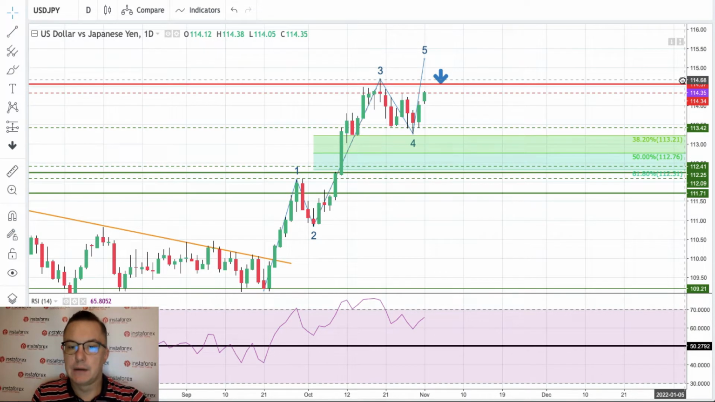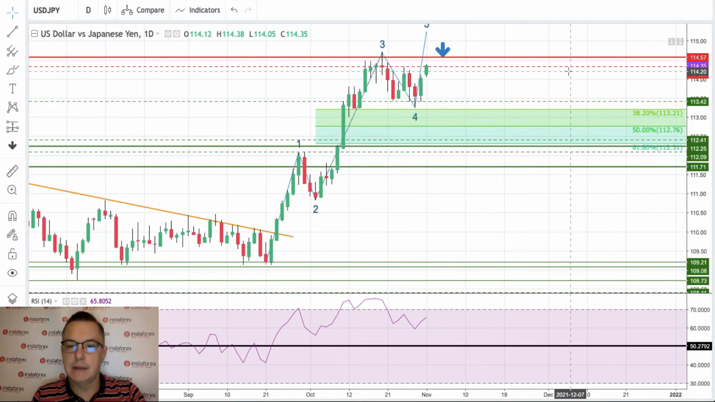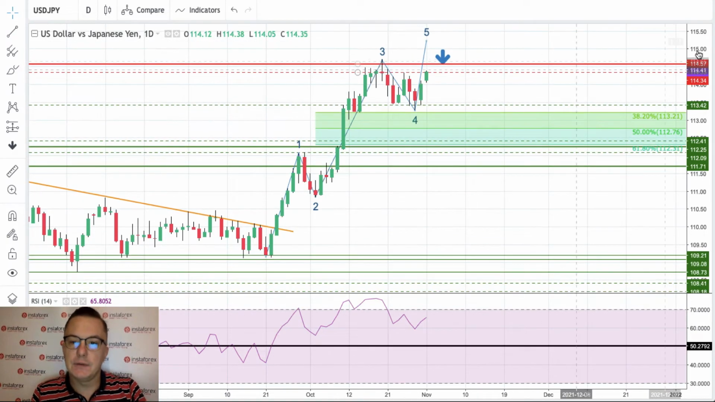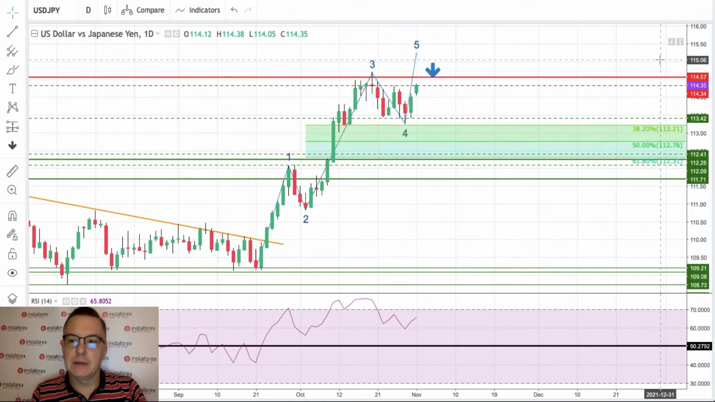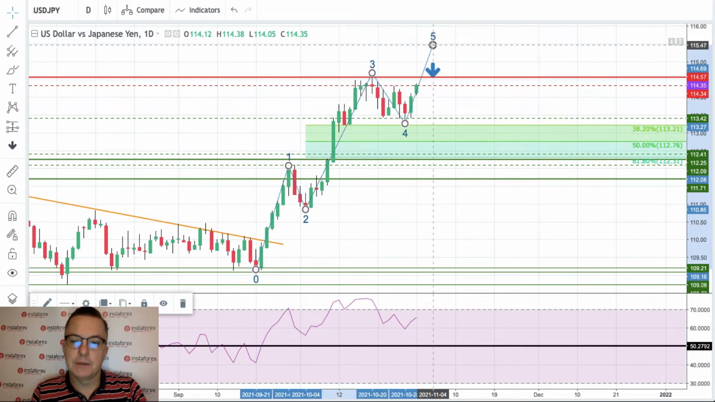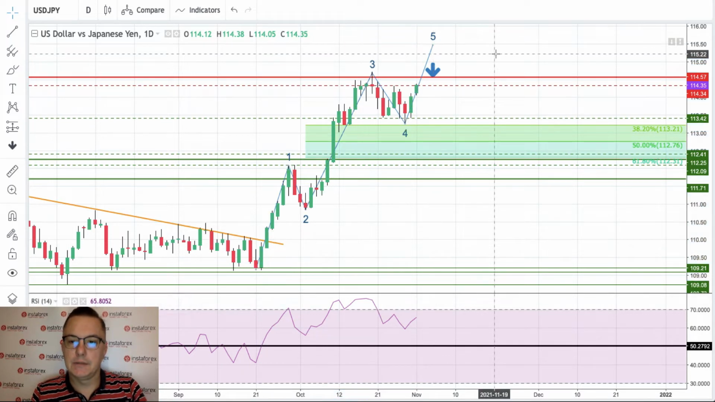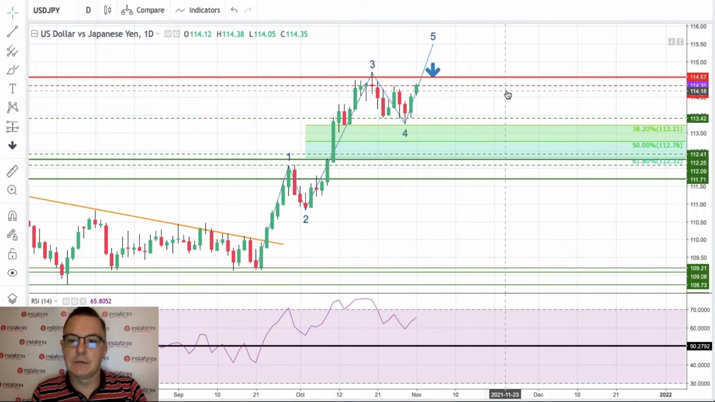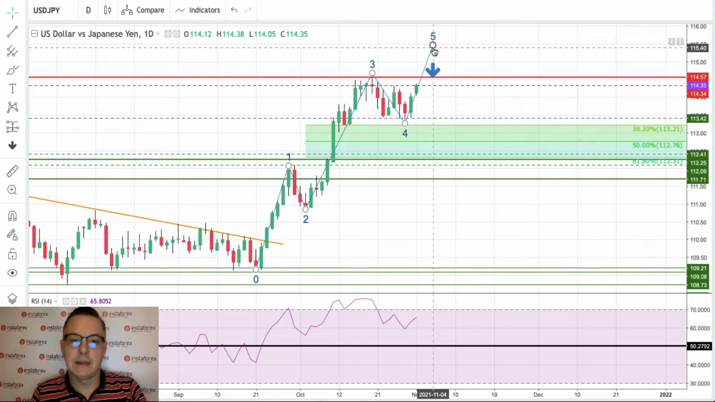If we are, however, okay, then of course wave 5 will be in progress, and the next target for wave 5 is a little bit higher than 115. I would guess 115.50 would be the first target.